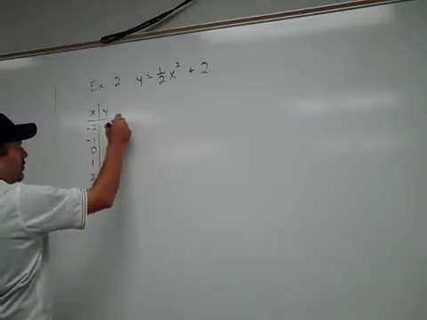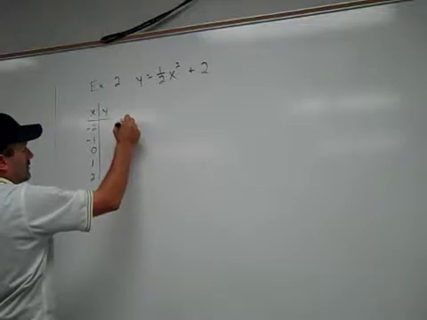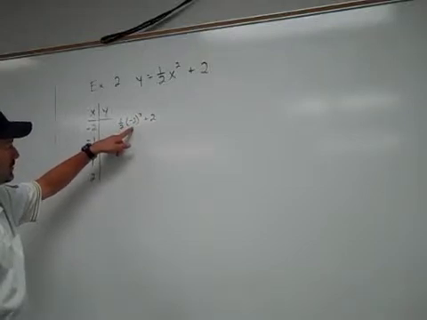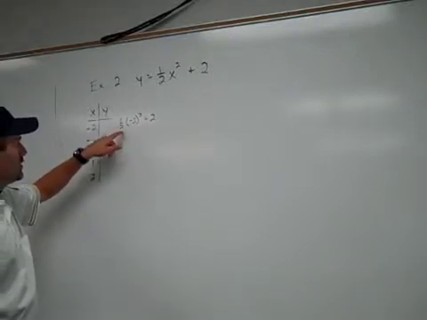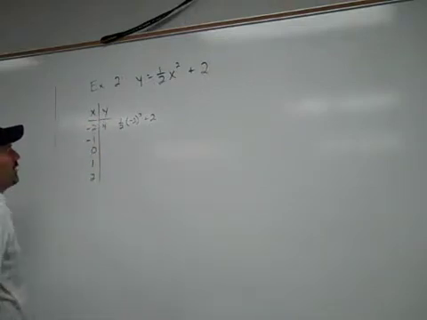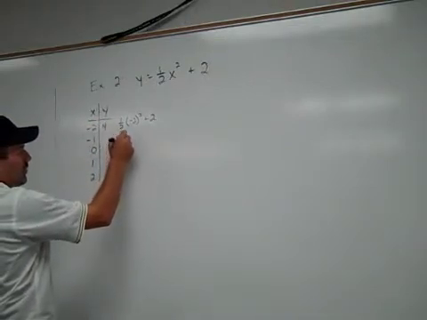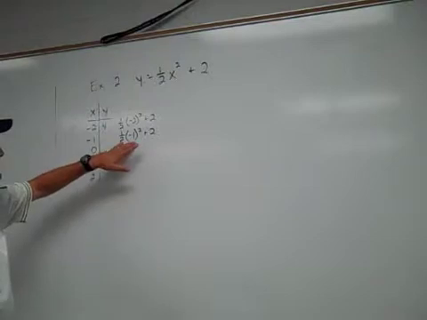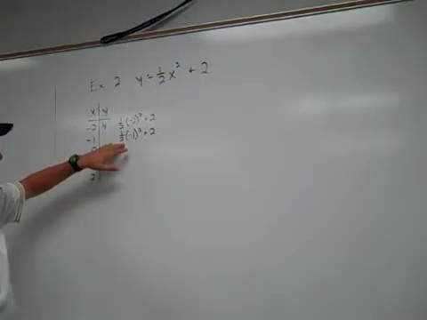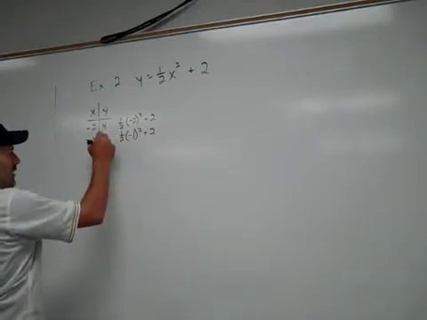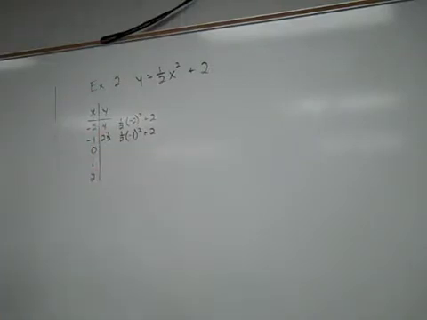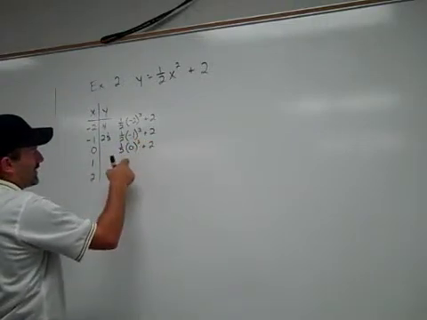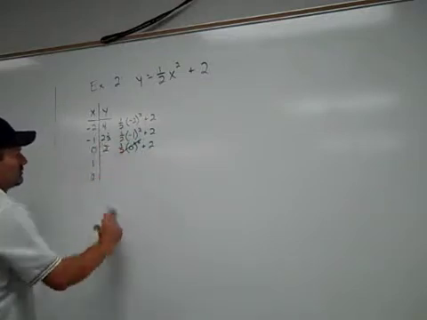So just using that formula, 1/2 times negative 2 squared plus 2. Negative 2 squared is 4. 4 times 1/2 is 2. And then 2 plus 2 is going to give you a y value of 4. For the second one, 1/2 times negative 1 squared plus 2. In this case, negative 1 squared is 1, times 1/2 is 1/2, plus 2 is 2.5. Then we use 0. So 1/2 times 0 squared plus 2. Well, again, when you multiply by 0, that cancels, and we just get 2.